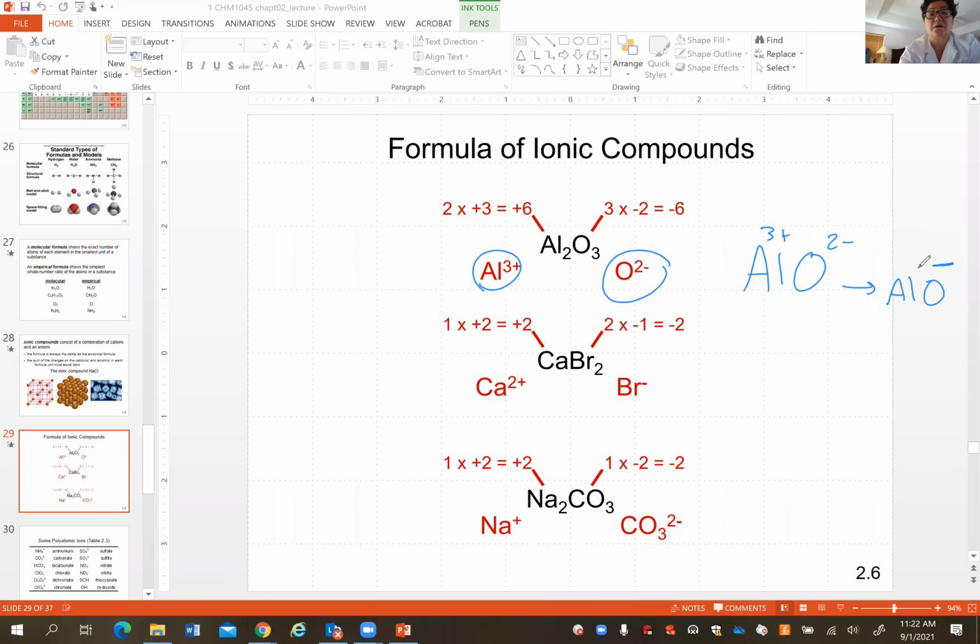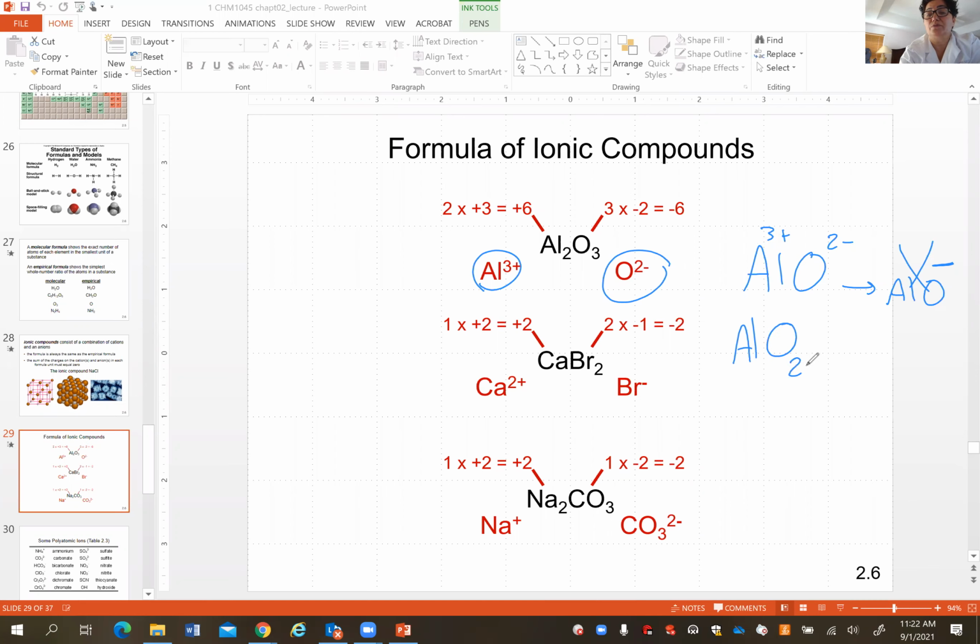Aluminum oxide is a compound. If it's a compound, it is not allowed to have any charges. So what should I do now? So this is wrong, right? Let me get 2 oxygens because I have to cancel the charges for the aluminum. So I'm going to get 1 aluminum and 2 oxygens.